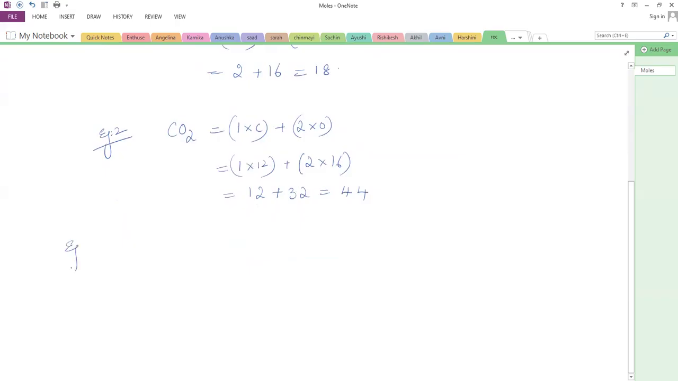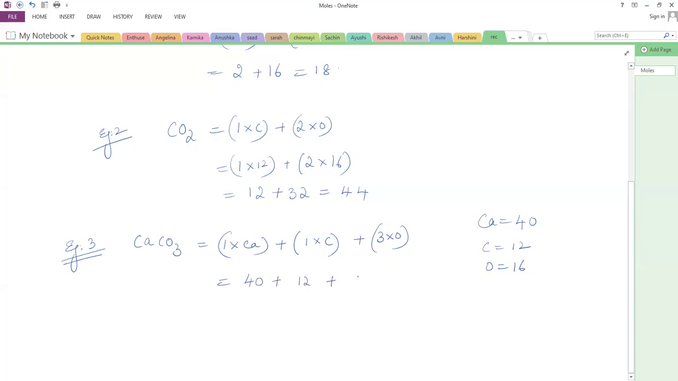For example, I want to find the relative molecular mass of calcium carbonate. You can see there is one calcium, one carbon, and three oxygens. The relative atomic mass of calcium is 40 from your periodic table, carbon is 12, oxygen is 16. So 1 into 40 plus 1 into 12 plus 3 into 16, which is 48. If you add all this, it comes up to 100, so the relative molecular mass of calcium carbonate is 100. This is how you find it for any compound, provided you know the relative atomic masses.